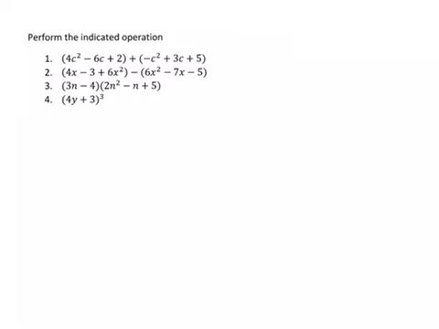We're going to just combine like terms on these problems. So all the c squareds we're going to add together, add together the c's, and then add together the constants. So for number 1, 4c squared plus negative c squared is 3c squared. And negative 6c plus 3c is negative 3c. And then positive 2 plus positive 5 gives us plus 7. And that's our final answer.